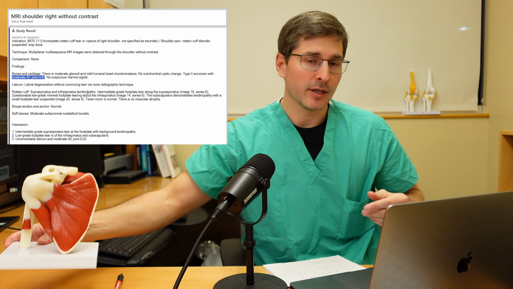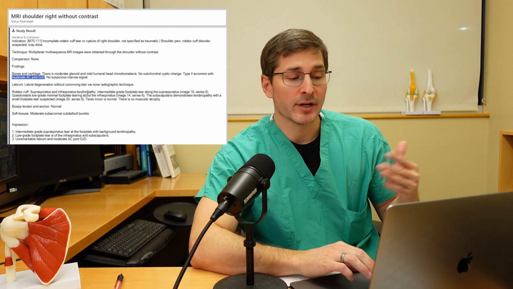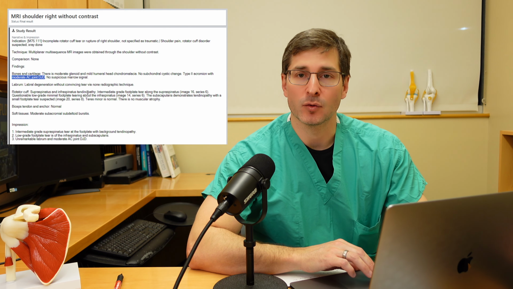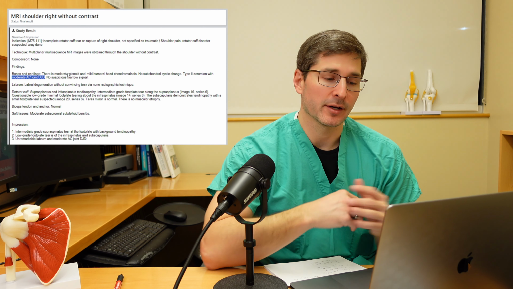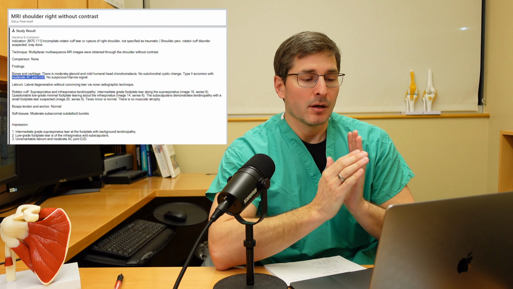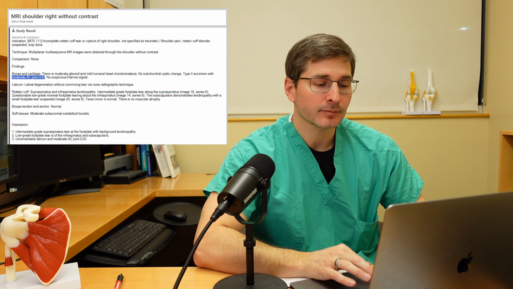And so when the radiologist says moderate AC joint DJD, what they're saying is degenerative joint disease, and you could just think of that as osteoarthritis. So this patient's having some cartilage wear and tear of that joint, and they're developing some arthritis change.